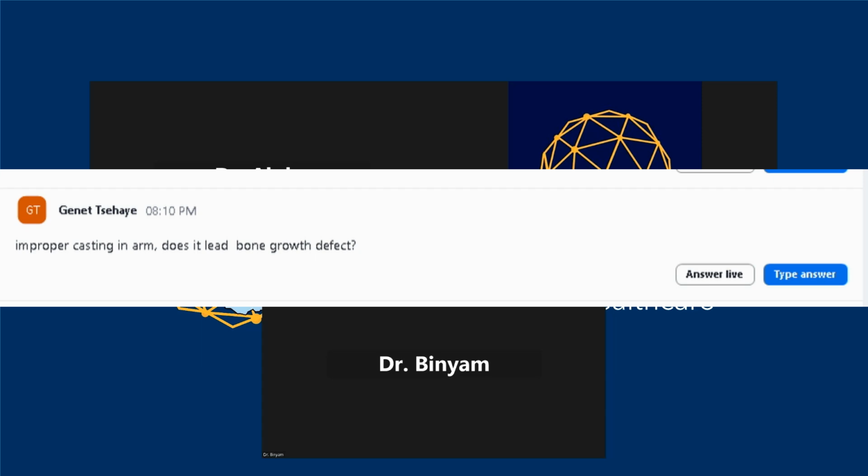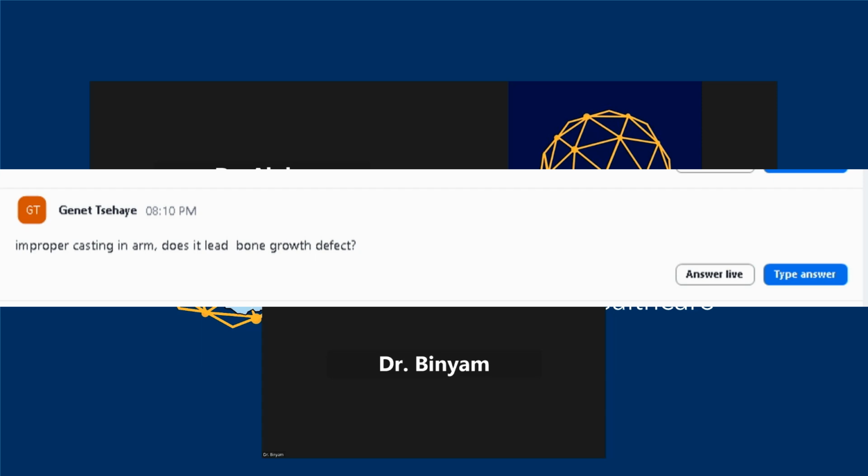Improper casting in arm, does it lead to bone growth defect? Okay, I'm not clear on the question, but improper casting in arm does lead to complications. Improper casting has its own series of complications, from malunion to cast burns to compartment syndrome if it's really tight. The most devastating one of these is, of course, compartment syndrome. So bone growth defect, I would imagine if it's bad enough, like if there's a rotation component to the displacement and I immobilize it in that rotated position, of course, they would have some sequelae to it.